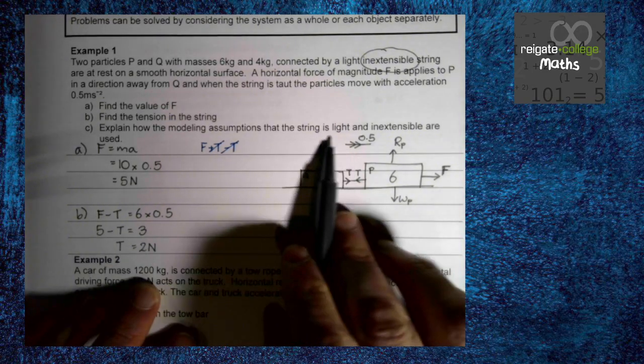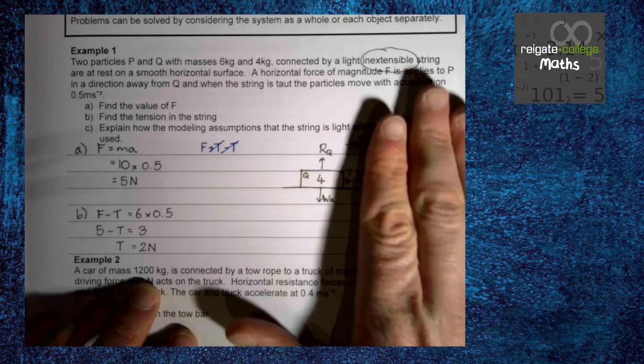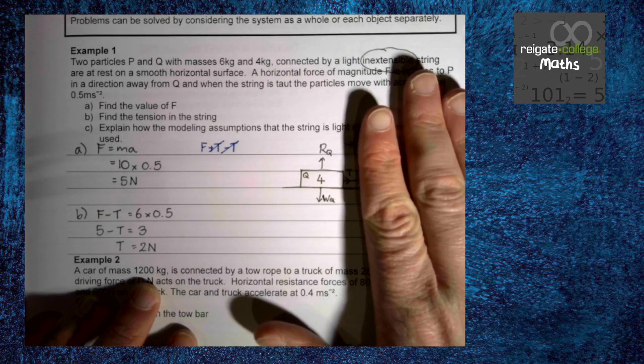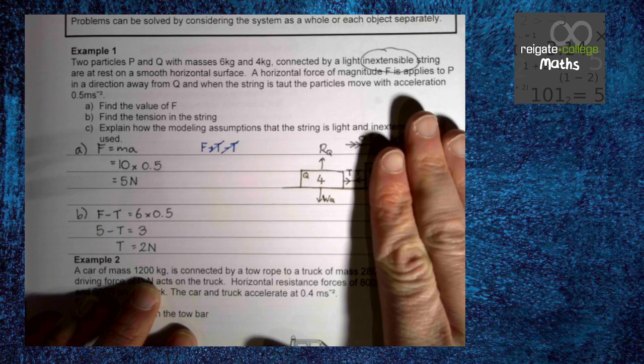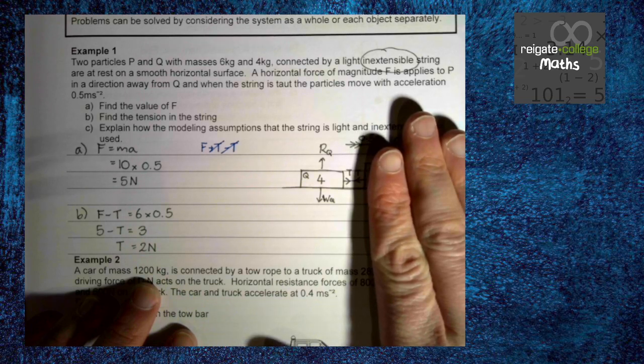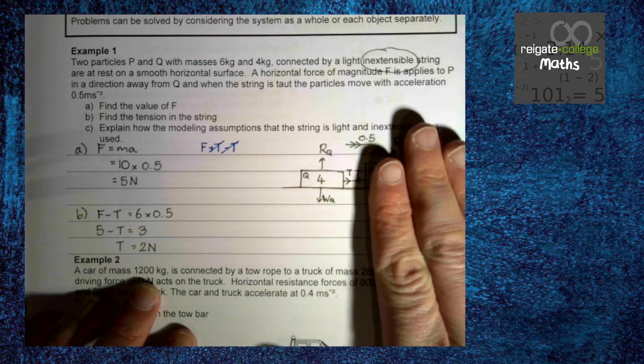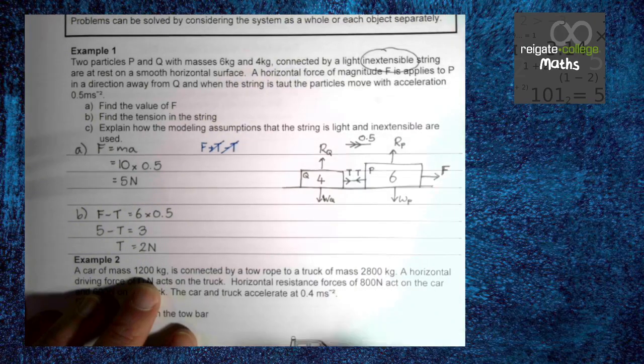We could have done that using this block Q, which would have been quicker. Here the only force we have is T. So we have T equals m times a. 4 times 0.5 is 2. So either way is fine.